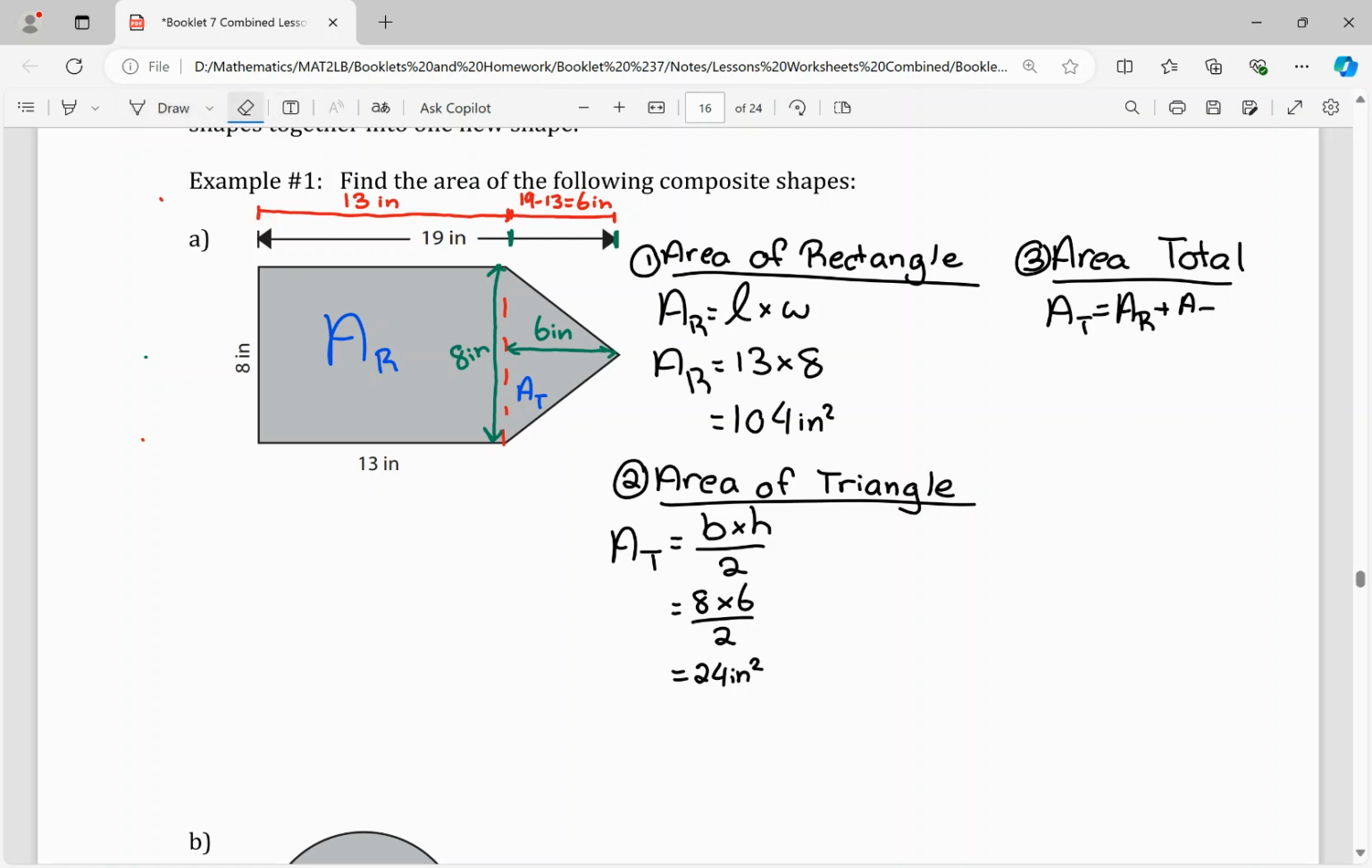Maybe I shouldn't use AT because we already have AT for triangle. Let me go back a step. The area total is equal to the area of the rectangle plus the area of the triangle. So the area total is equal to 104 plus 24. In other words, the total area is 128 inches squared.